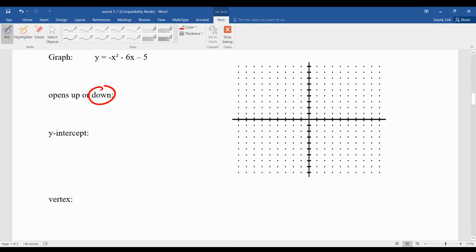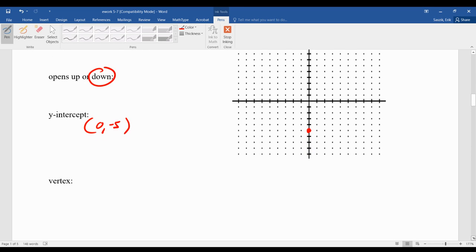Okay? Also, it's in standard form. So this number written off the back, that is the y-intercept. So we know it's going to go through 1, 2, 3, 4, 5, that point. Okay, so those two things, when it's in standard form, whether it opens up or down, and what the y-intercept is, we can determine right away. All right. Now what we're going to do is something new.